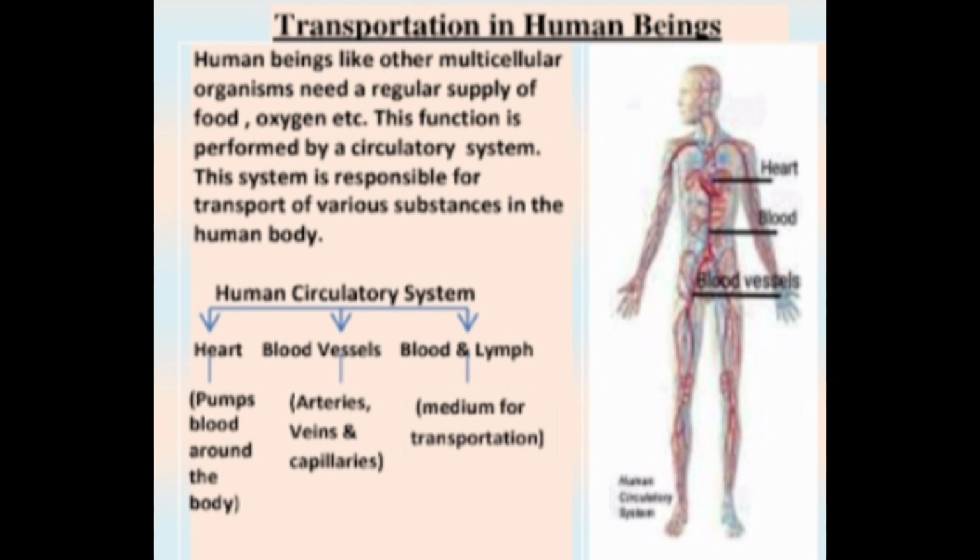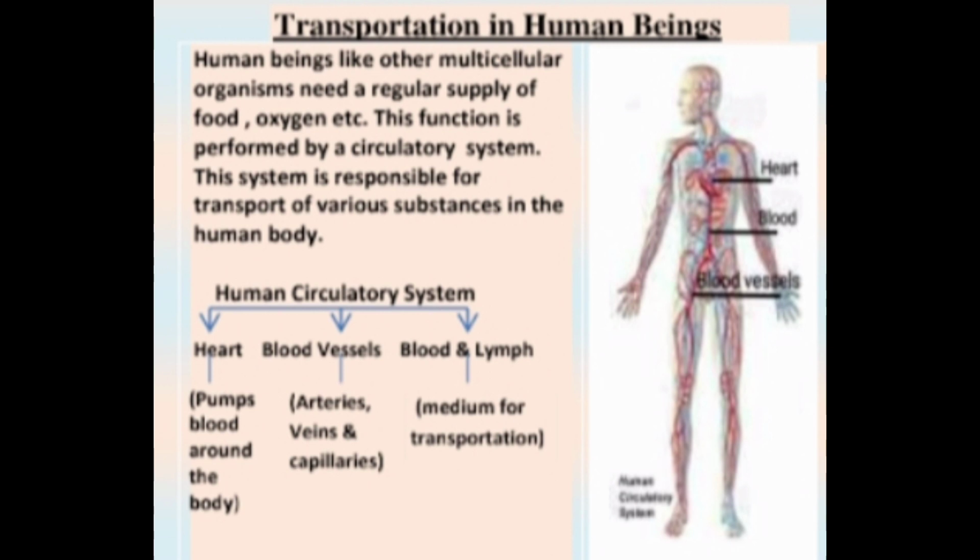Human beings, like other multicellular organisms, need a regular supply of food, oxygen, etc. This function is performed by the circulatory system. This system is responsible for transport of various substances in the human body. Human circulatory system: it consists of heart, blood vessels, blood and lymph.